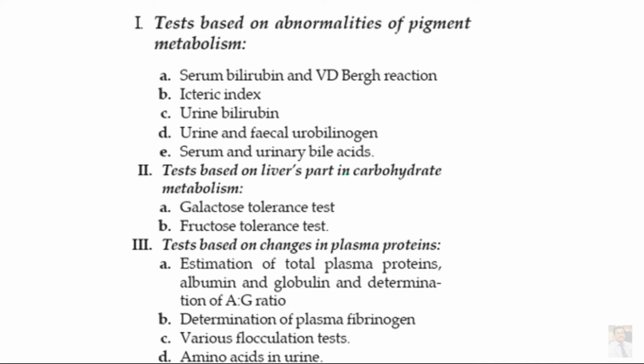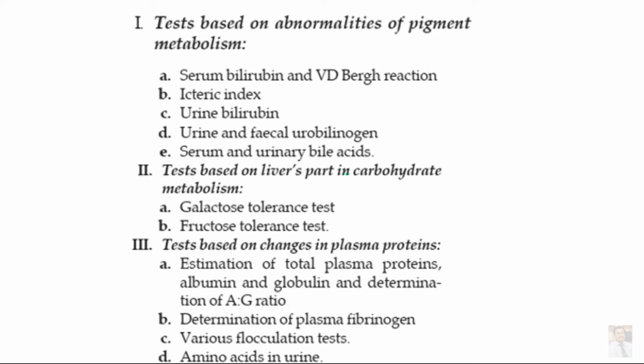The next one is urine and fecal urobilinogen. We already studied this in the previous one. Urobilinogen is a substance produced by microbial metabolism, that means the normal flora in the gut, the small intestine and large intestine. It will convert the bilirubin into urobilinogen, and this urobilinogen is present in the fecal sample. This urobilinogen is partially absorbed, and some of it is excreted in urine. So we are going to check the urobilinogen levels in both urine and the fecal sample.